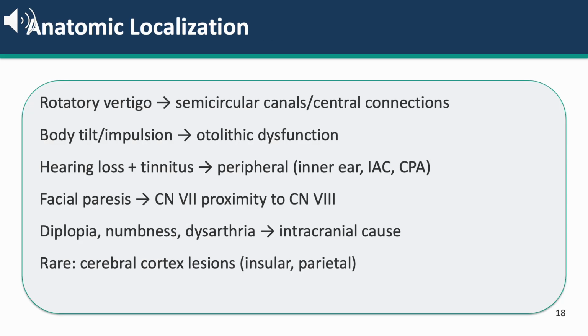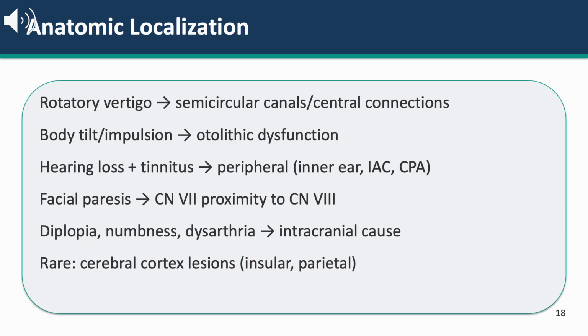Vertigo indicates dysfunction or imbalance within the central or peripheral vestibular pathways. Rotatory vertigo implies a disturbance of the semicircular canals or their central connections, while sensations of body tilt or impulsion indicate otolithic disturbances. Neurologic symptoms associated with vertigo are particularly helpful in localizing the responsible lesions. Hearing loss and tinnitus generally imply peripheral dysfunction involving the inner ear, internal auditory canal, or cerebellopontine angle structures.